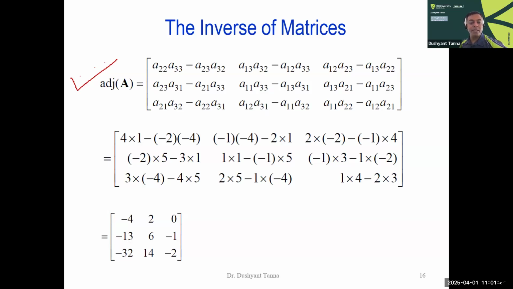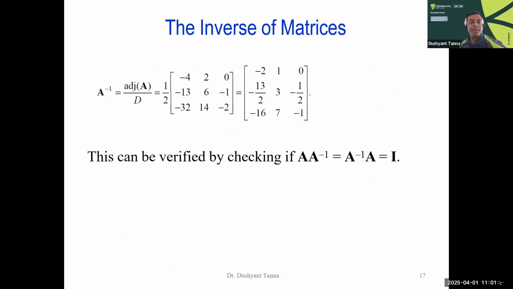Right? Fine. So this is the adjoint. That should be similar to what we just obtained. Right? Finally, A inverse is adjoint A over determinant A, that is half. This is your adjoint A times all the elements by half. Okay, so that was minus 4 becomes minus 2, 2 becomes 1, 0 doesn't affect, minus 13 over 2 and everything. And you can also verify that A times A inverse is identity.